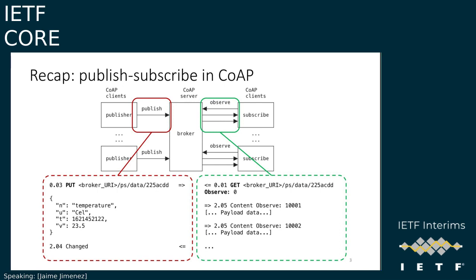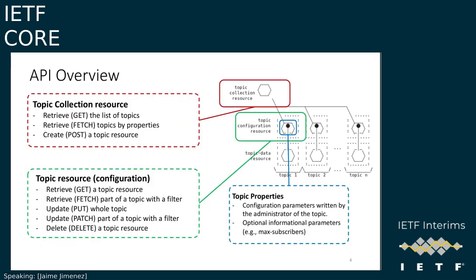I will just skip this part quickly because there is nothing new there. On the topic structure, basically you have a topic collection resource on top that allows you to discover the list of topic configurations. You can fetch by using specific resource types the topic configurations that you're interested in, and you can create new topic configurations under this collection. Topic configurations, again, you can create them, delete them, update them and so on.